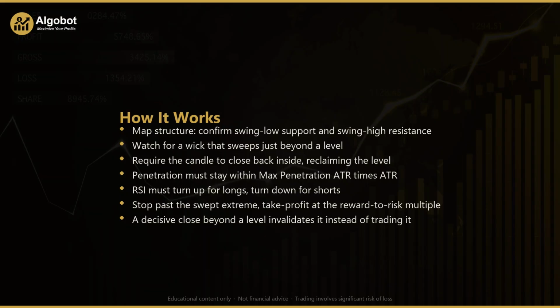Price wicks above resistance, but closes back below it on a bearish candle. RSI is turning down while staying above its lower threshold of 35, and the stop sits just above the swept high with the target a fixed multiple of risk below entry. Finally, the EA allows only one open position per magic number at a time, so it never stacks trades on the same idea. Every decision is mechanical, repeatable, and fully defined in the code.